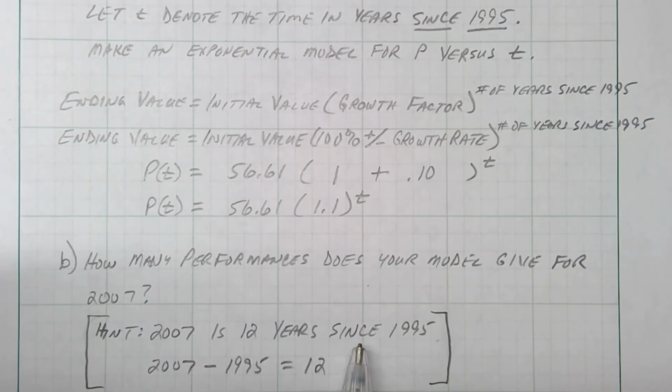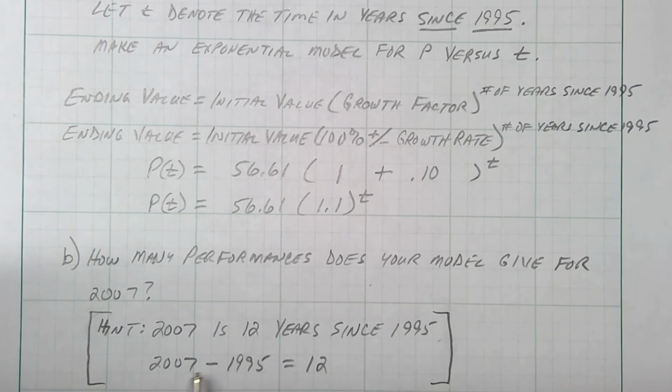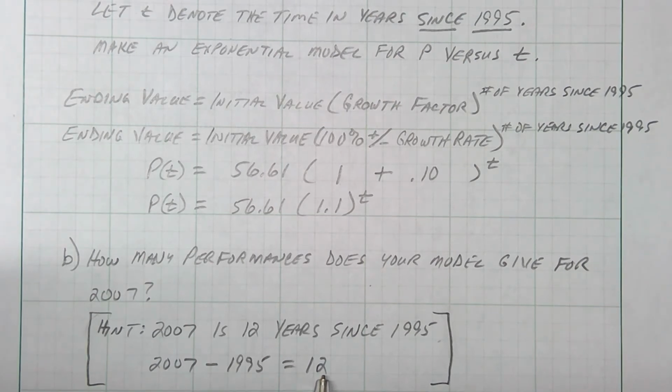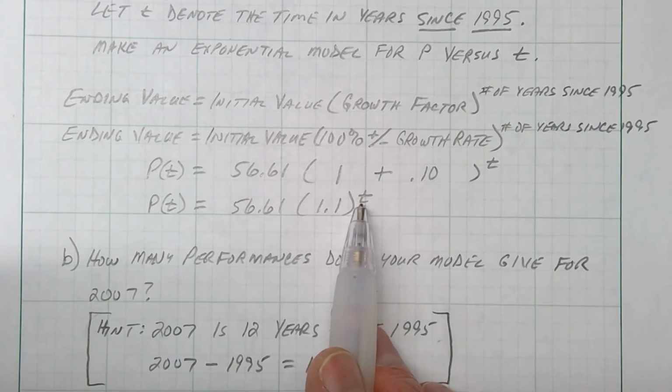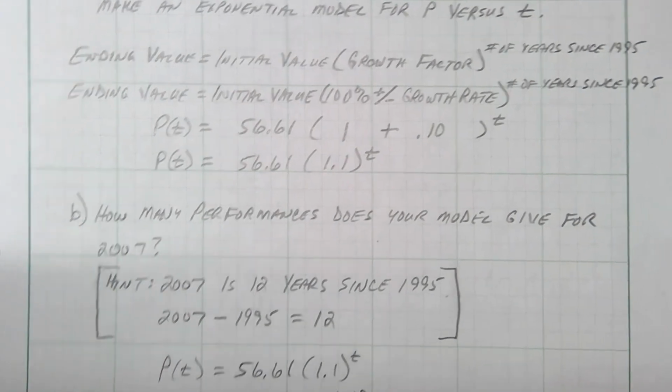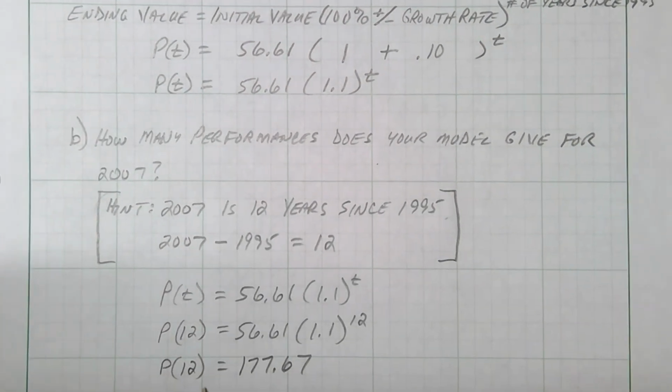2007, that's 12 years after 1995. How did I find that? I just take the year they're talking about minus the starting year. That tells me it's 12 years later. So 12 is what we're going to put in for t. All right, so nice and easy to pop it in for t.